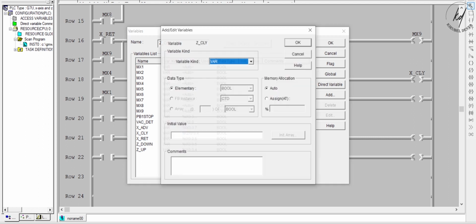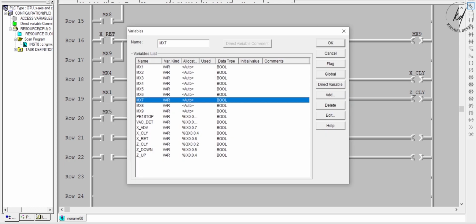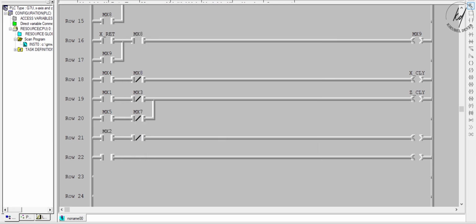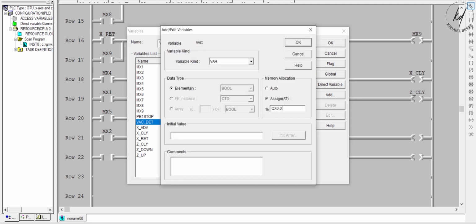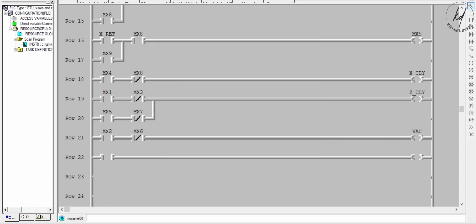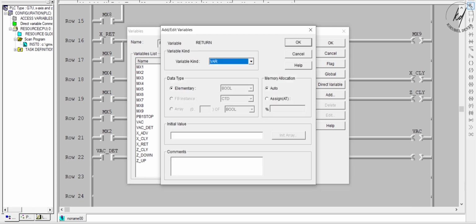E_CLI is the coil tag for the Z-axis cylinder with the output of QX 0.0.2. Vac is similarly the coil tag for the vacuum suction with output address of QX 0.0.3. Return is the coil tag which is responsible for returning the X-axis back to its retracted state, having the address of QX 0.0.5.